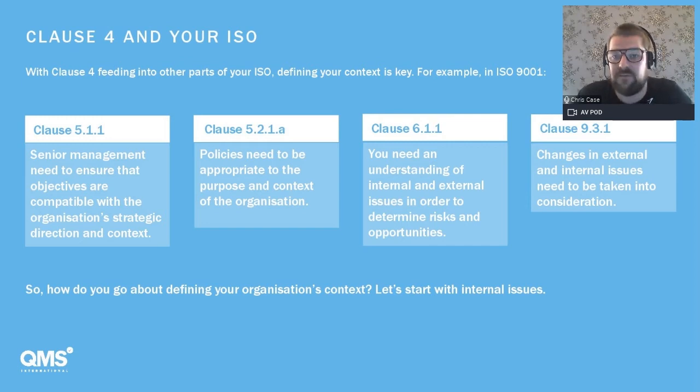6.1.1 is identifying any risk and opportunity. When we talk about any internal or external issues that we may have identified in clause 4, you may want to address any risk that is associated with them. So that's how it feeds into clause 6. And then, within your management review minutes, it's a requirement for you to review and identify if there have been any changes to your external or internal context. So it's also addressed there.